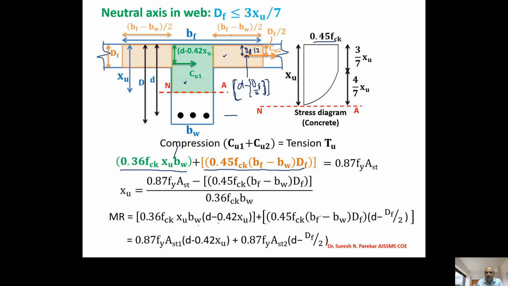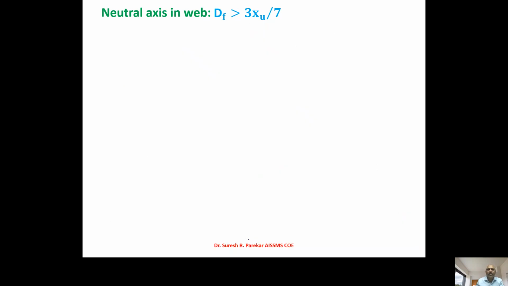D minus DF by 2. This part we have already seen, and we can say the first part is balancing AST1, and second we have AST2, with 0.87 FY AST1 and 0.87 FY AST2, and these two lever arms. And then we come to the third case, that is DF greater than 3/7 XU.